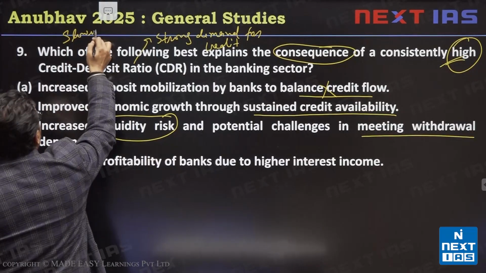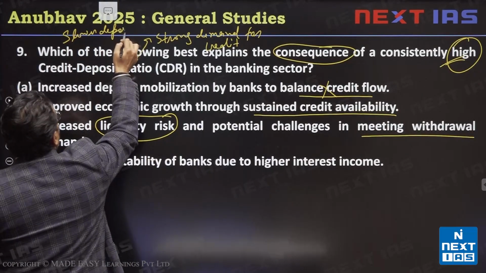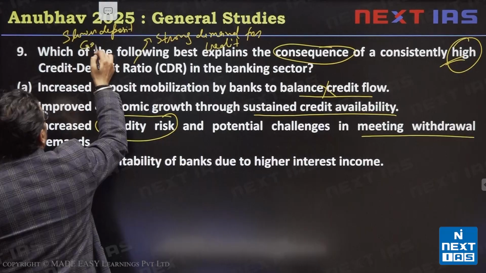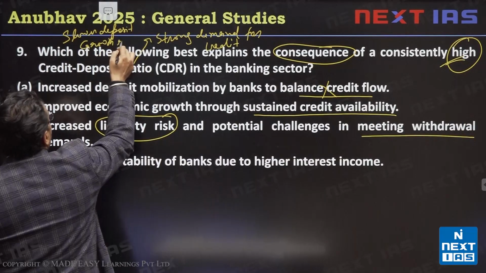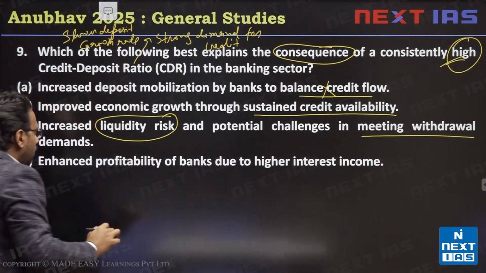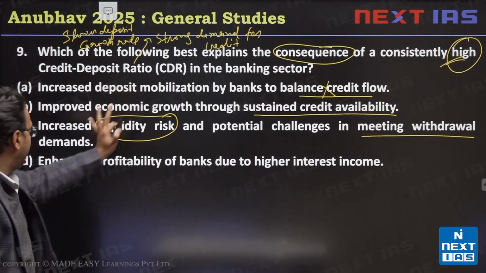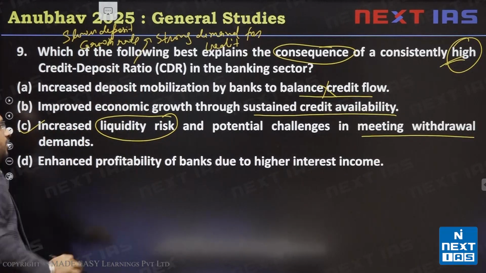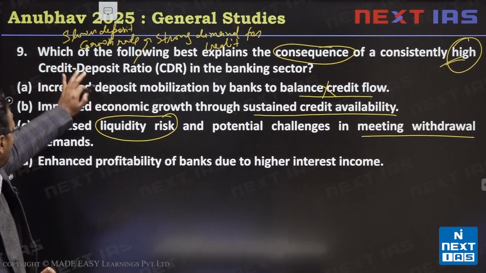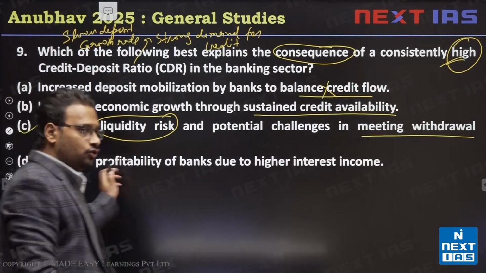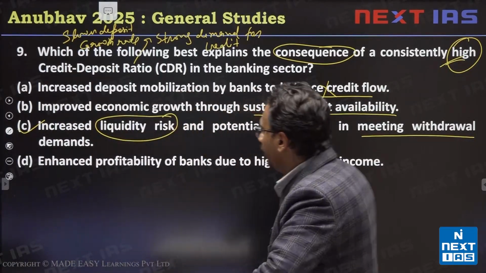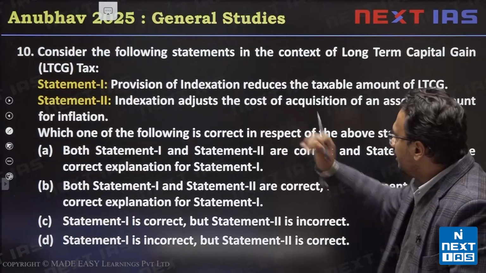Slower deposit growth rate, right? Going with these two factors, we can say that yes, this should be the most appropriate answer to the question being asked. So the answer has to be C. Move ahead with the next question, that is question number 10.